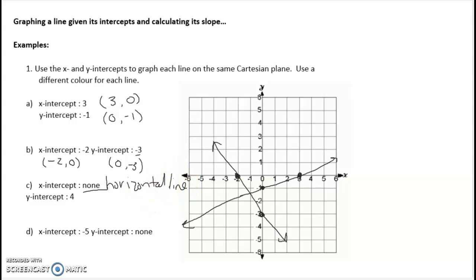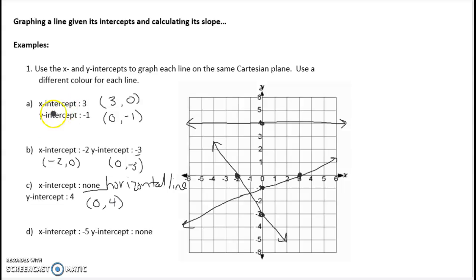Now it is telling us the y-intercept is at +4. So if it is at +4, that means that this line is just always running on y equals +4. So that's your horizontal line. So that means the x-intercept is 0 and the y-intercept is 4. Okay, so that's your horizontal line.